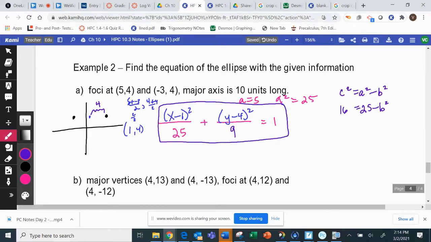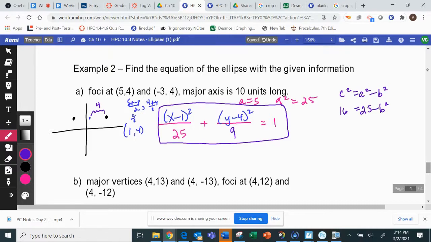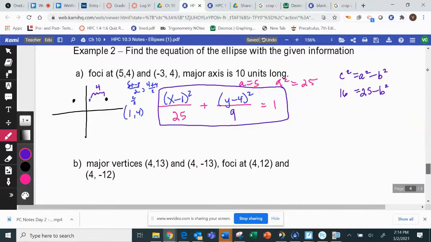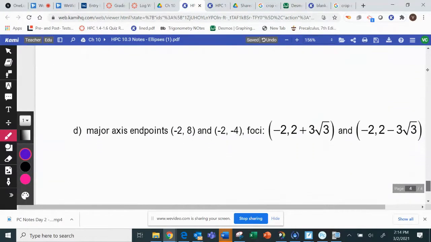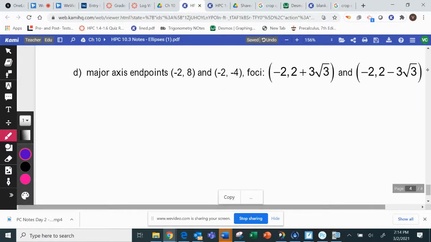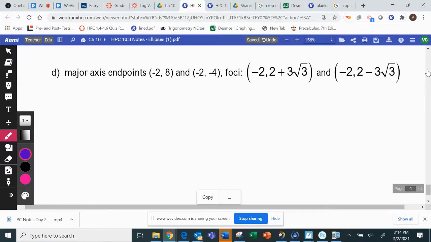So you have to problem solve these. You cannot rely on somebody else to tell you what to do. You have to think through these. Okay? Let's try, I think it's the 4th one, D. Is there a D? There's a D, isn't there? Okay. Yeah, let's try D. Let's see if you can problem solve through this.